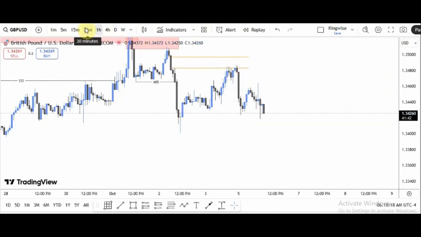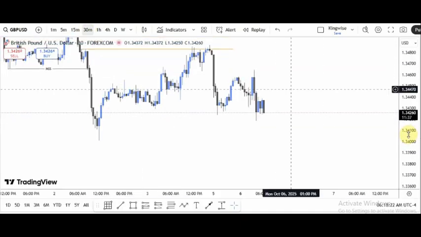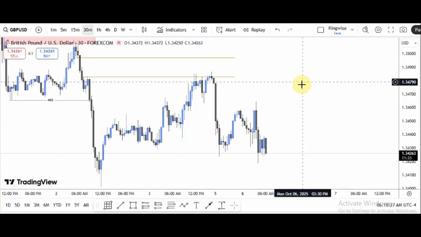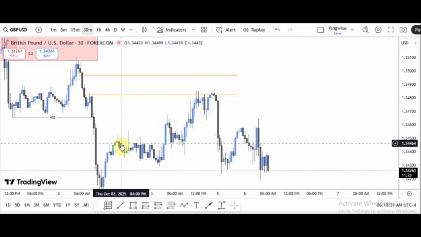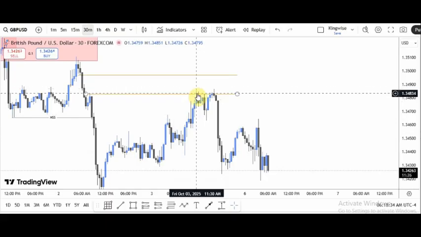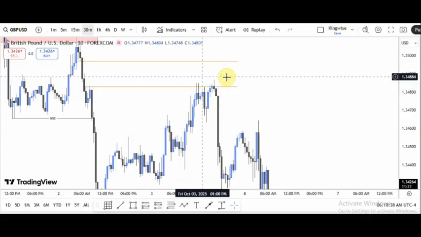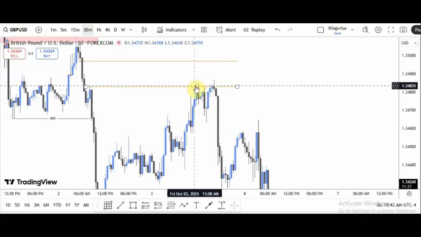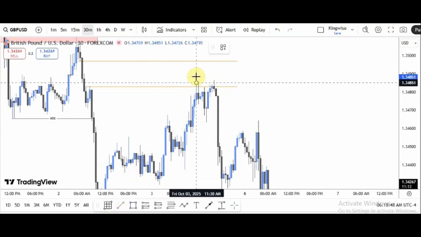Now let's go into the 30 minutes time frame and see what price did. Now on the 30 minutes time frame, what can we see? The moment price tapped into this fair value gap, it sold, and then what happened again? It came and took out this high. This is a sweep of liquidity. It took out this high. That is a sweep of liquidity.